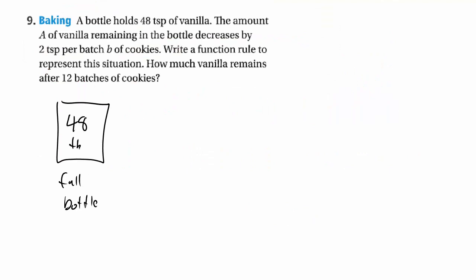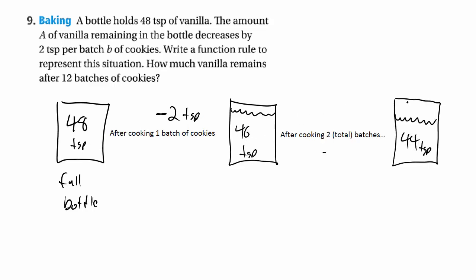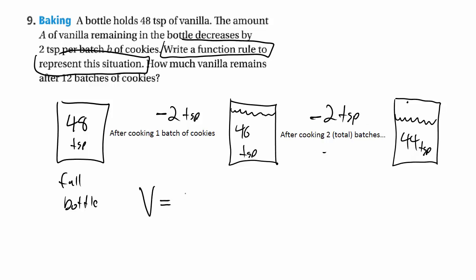Number 9, we're writing an equation out of this situation. So we start with a full bottle, 48 teaspoons. We lose 2 teaspoons every time we cook a batch of cookies. So if we cook one more batch of cookies, you lose 2 more tablespoons. So every time you cook a batch of cookies, you lose 2 tablespoons.